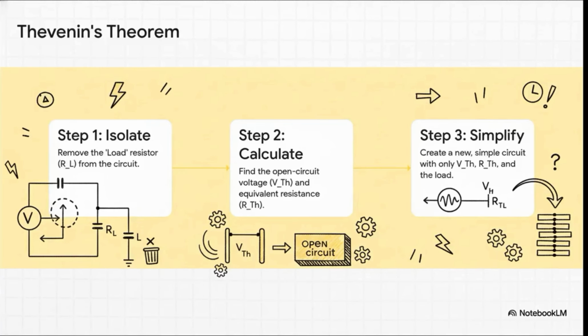And this whole process is just elegance itself. Step 1. You mentally take out the load resistor. Step 2, you find the open circuit voltage, V_th, and the equivalent resistance, R_th, of whatever circuit is left behind.